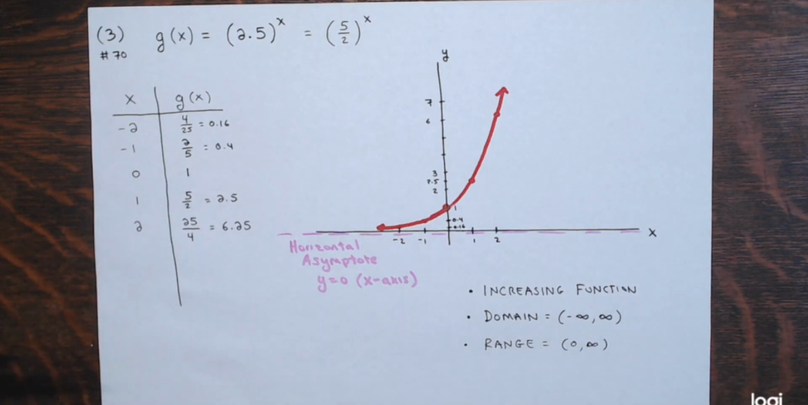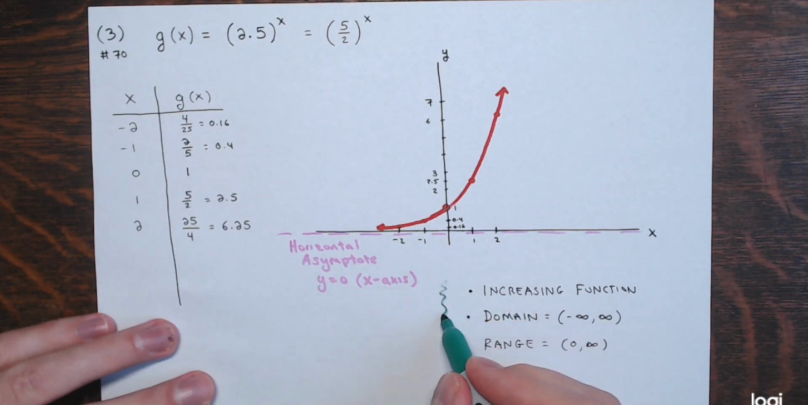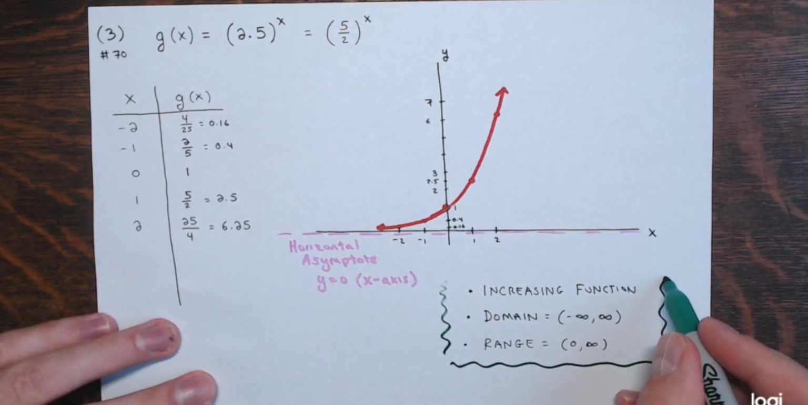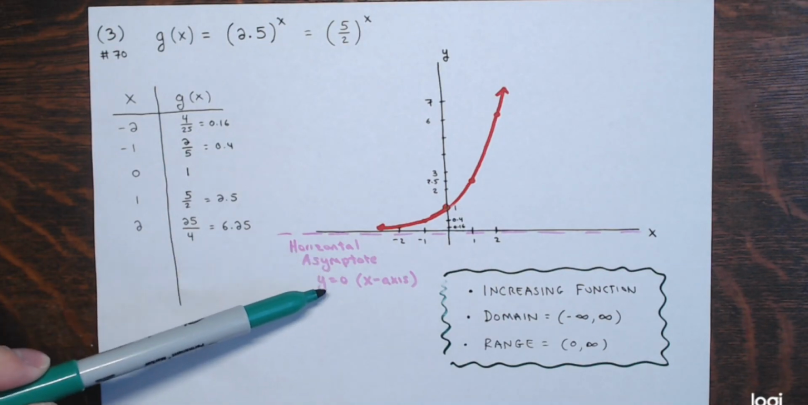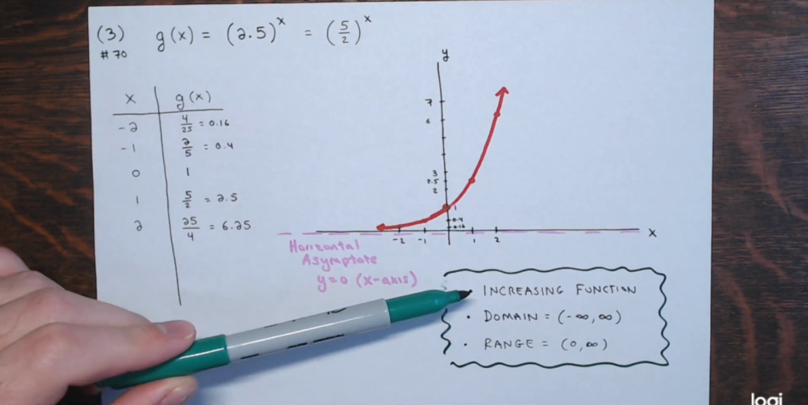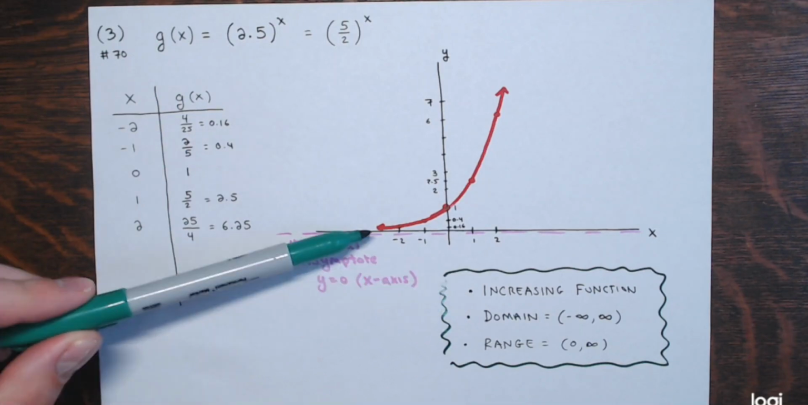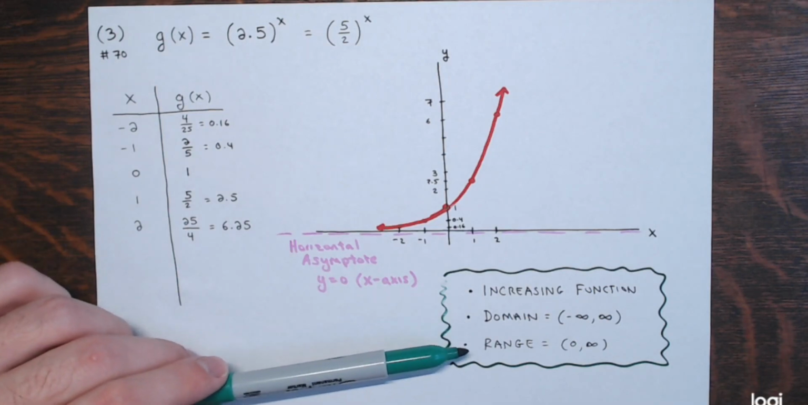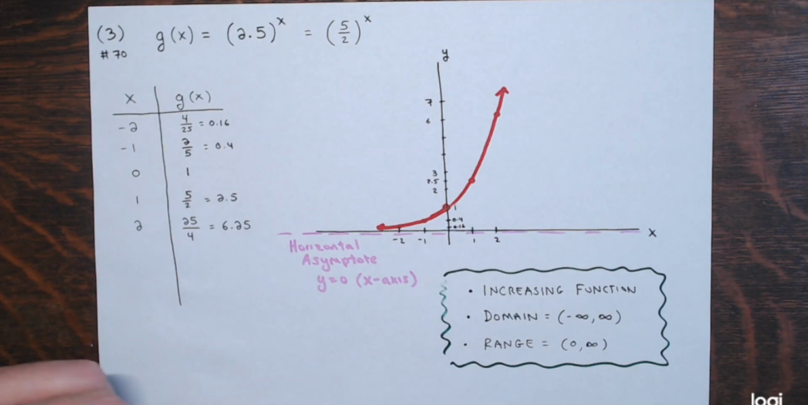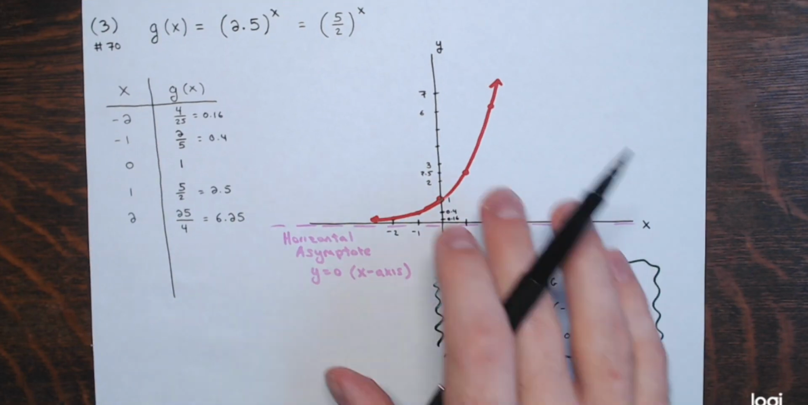Right, so you see how very similar every single one of these first three questions was. We had a horizontal asymptote of the x-axis, y equals 0. Each of them was an increasing function, going up as I went from left to right. Domains all real numbers, ranges all positive numbers. So let me just write this in general. Our first three examples were y equals 3 to the x, 7 to the x, and 2.5 to the x. The way those looked was all very similar.